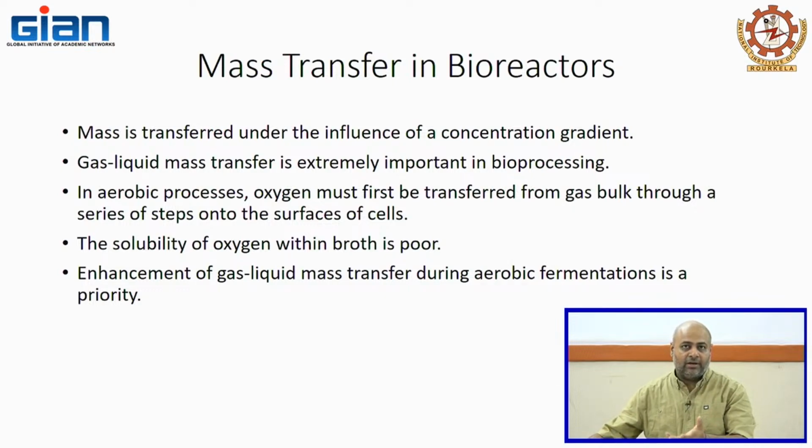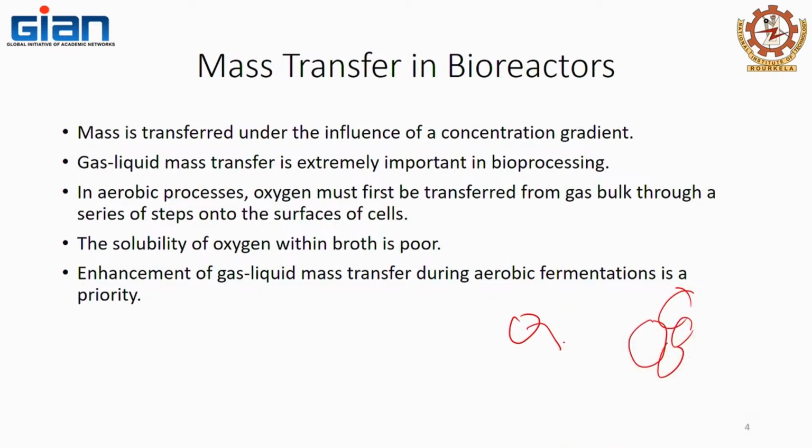When you are sparging air at the bottom of the bioreactor, it throws bubbles into the medium, and the oxygen comes out of the gas, where it is in higher concentration, into the medium where it is in lower concentration, and then to the cells. This is a two-stage transfer. So you have your gas bubbles, and let us say these are your cells here. Oxygen comes out of the gas bubble into the medium, and then from the medium it goes to your cells.